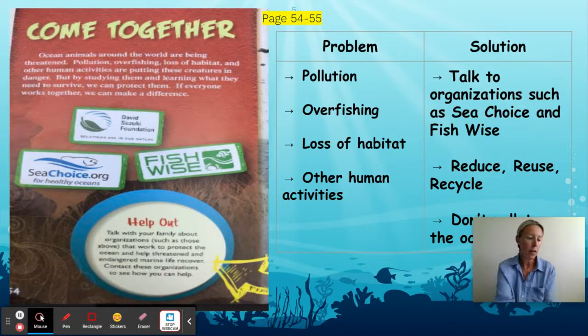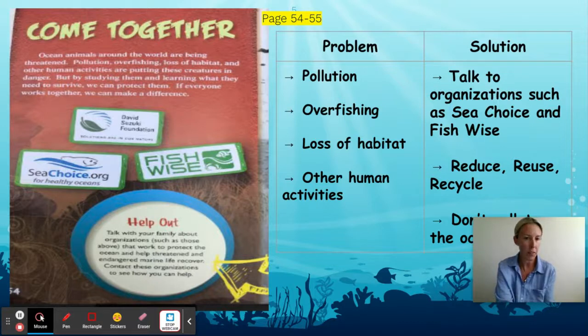Watch me as I read page 54 and 55. Come together. Ocean animals around the world are being threatened. Pollution, overfishing, loss of habitat, and other human activities are putting these creatures in danger. But by studying them and learning what they need to survive, we can protect them. If everyone works together, we can make a difference.